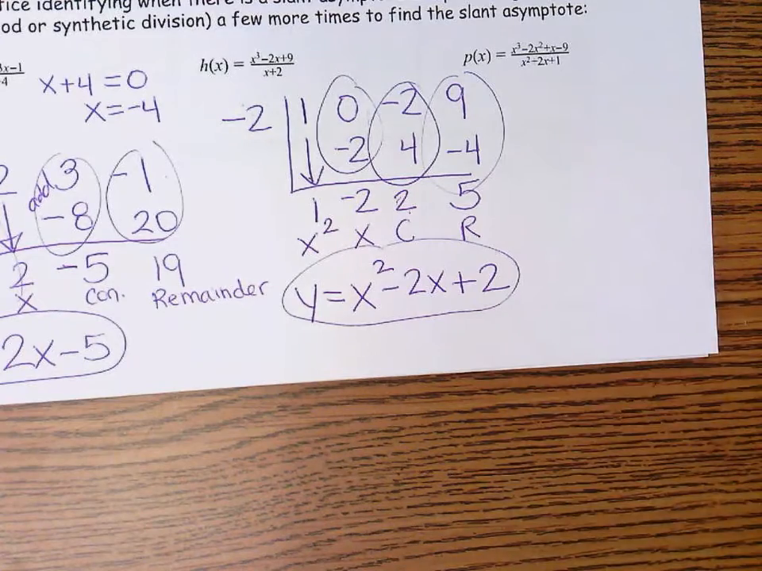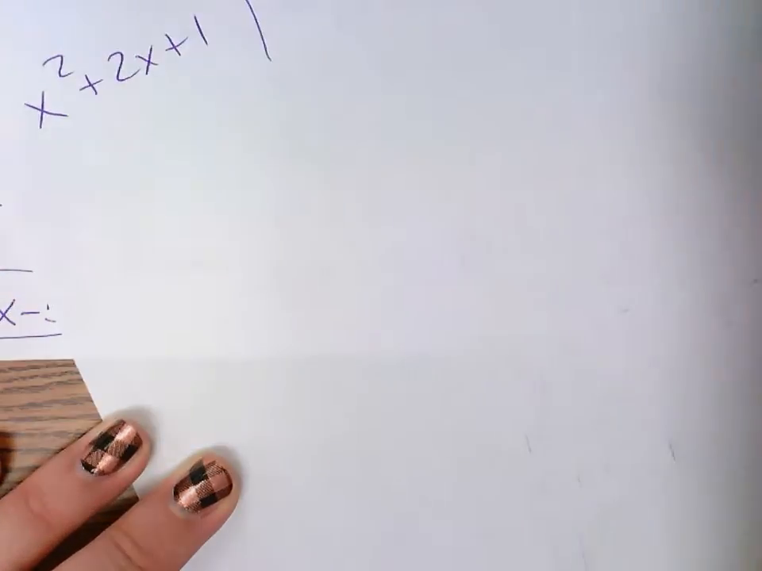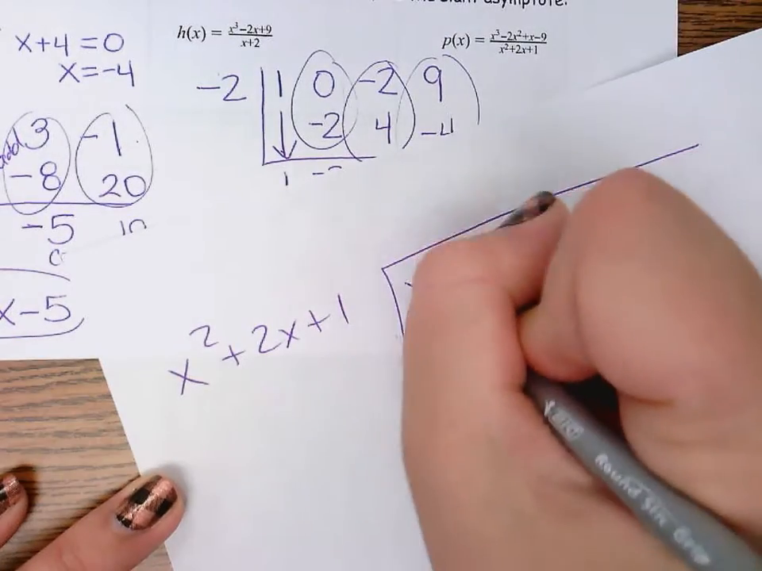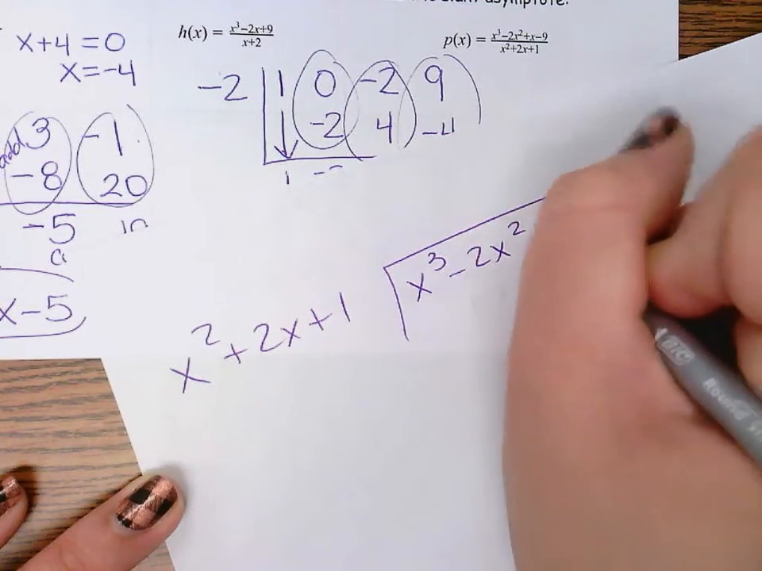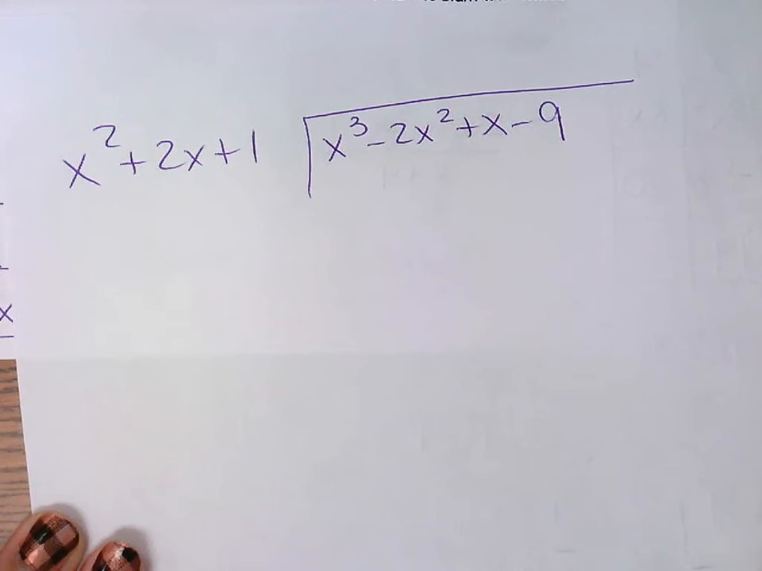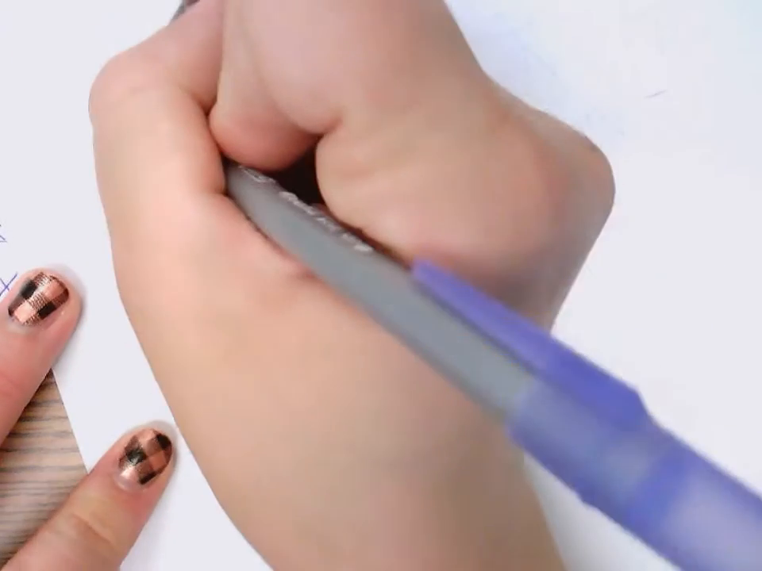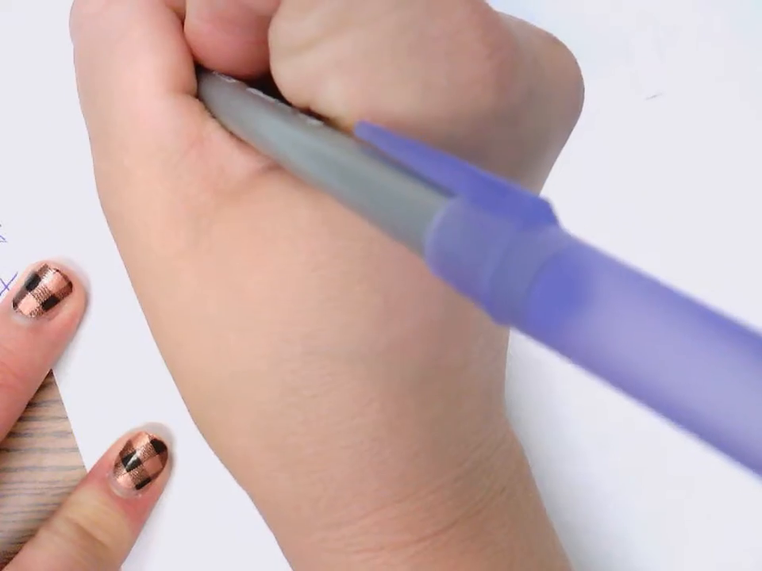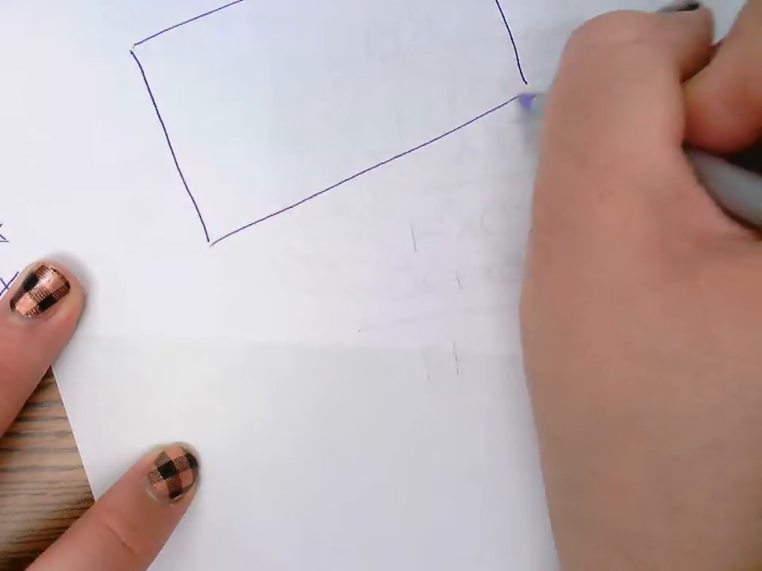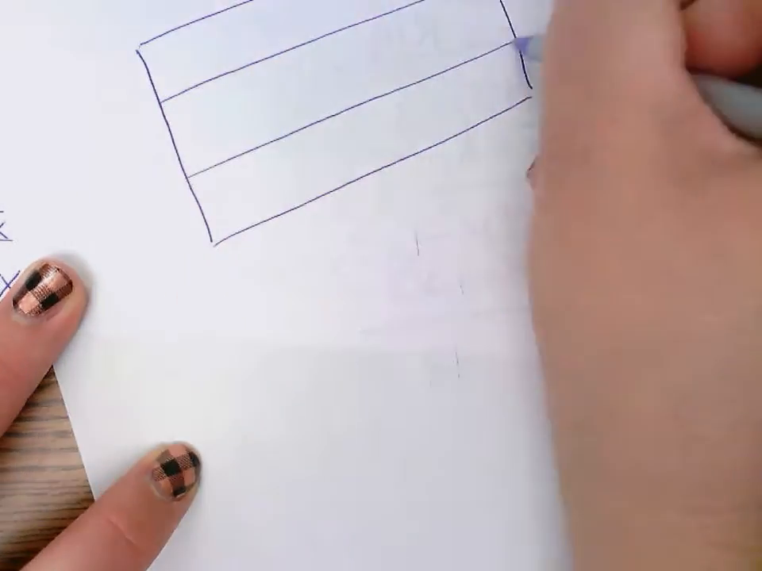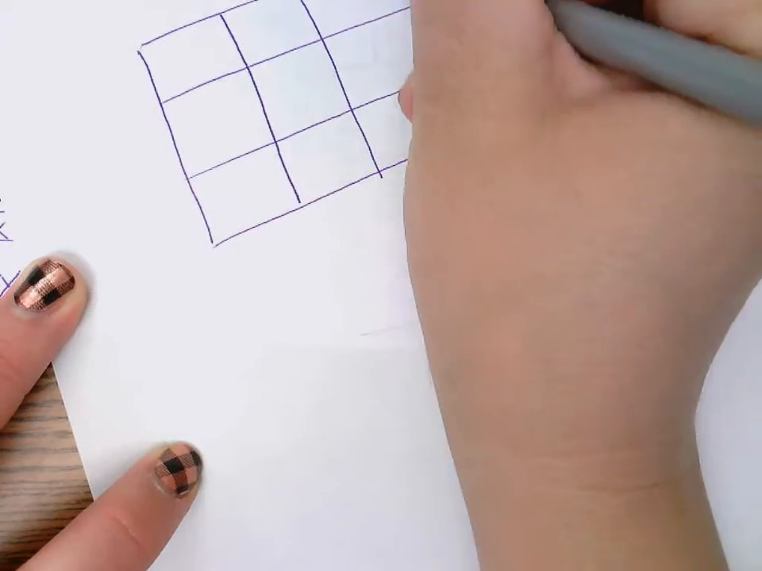All right, so the last one, why don't you try either doing it using long division, so x squared plus 2x plus 1 divided into x cubed minus 2x squared plus x minus 9. So either try it that way, see how far you can get, or try it this way. And actually, I think the box method might be easier, setting up your divisor on this side of the box. And that way you can go as far as you need to go.